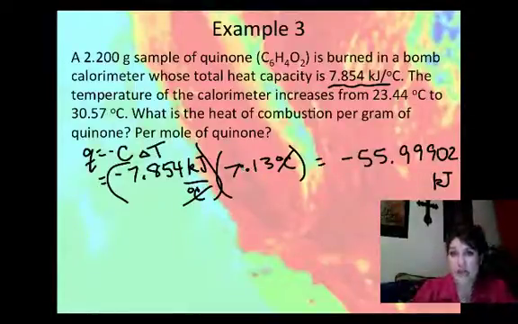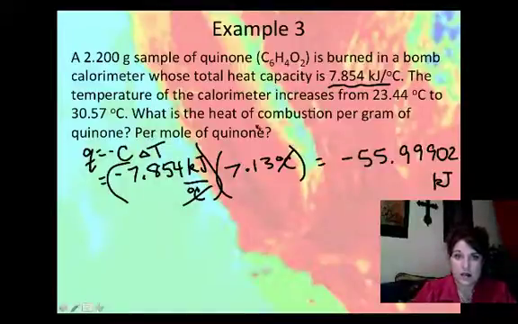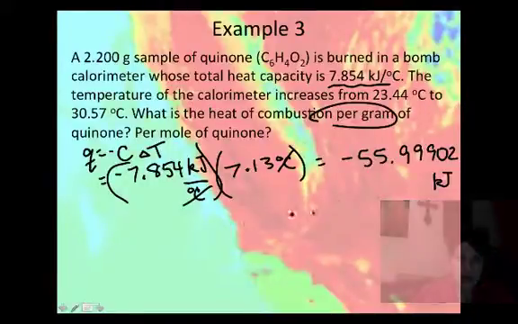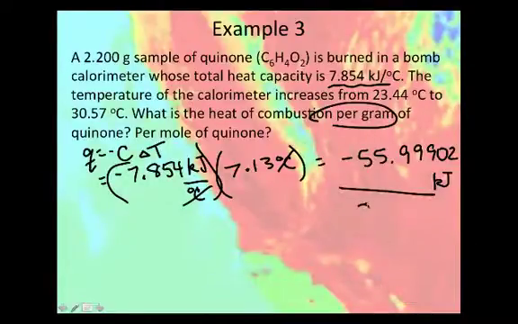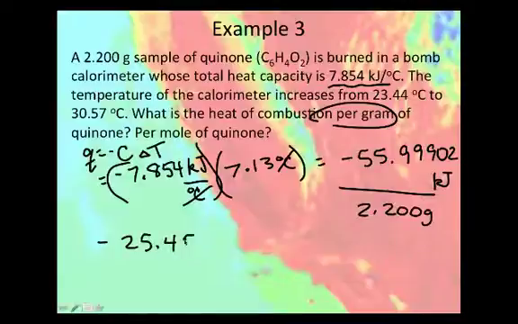So be careful though, we did not answer the question yet. Our question says, what is the heat of combustion per gram? Alright, well, if this amount is from 2.200 grams, then how much is for 1 gram? Well, let's just divide. So divide by 2.2, and I get negative 25.4541 kilojoules per gram of quinone.